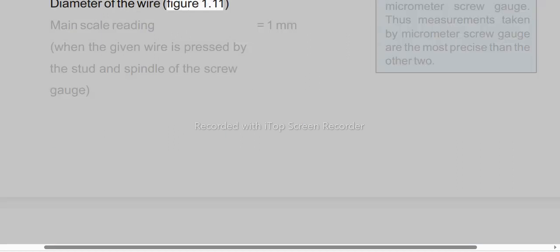Diameter of the wire, figure 1.11. Main scale reading equals 1 mm, when the given wire is pressed by the stud and spindle of the screw gauge.